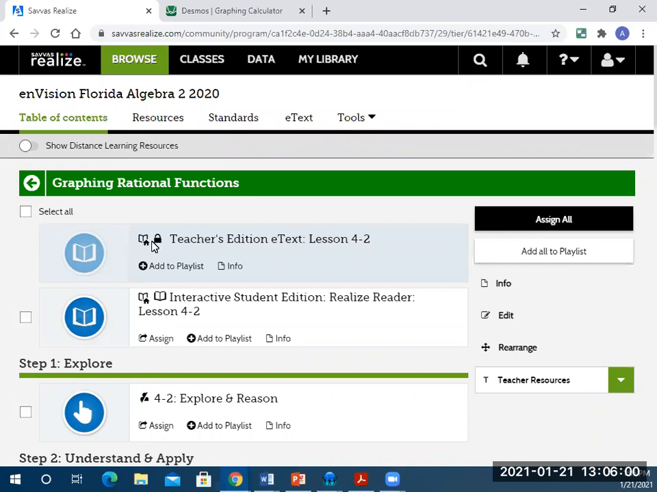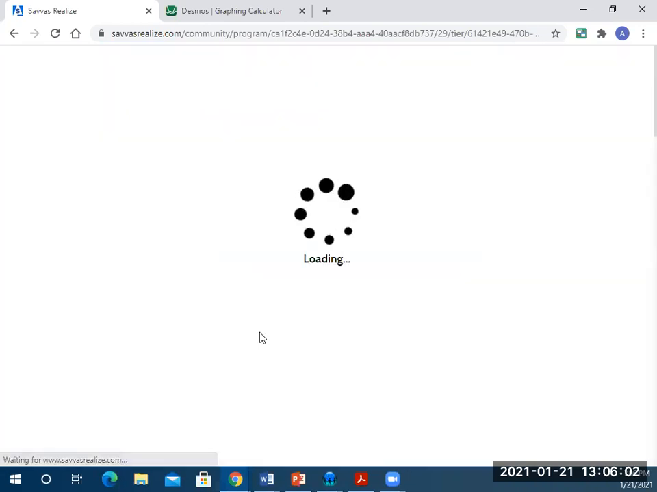All right, guys. So today we are going to continue yesterday's lesson. Yesterday we left off on lesson 4-2, example 1.